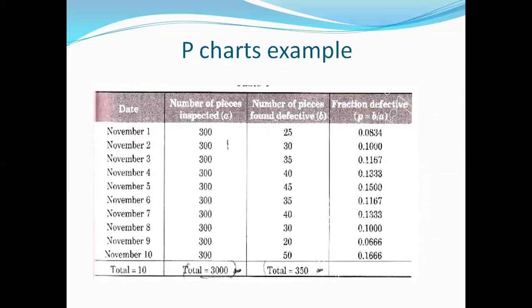So how do you calculate the fraction defective? Fraction defective is the number of pieces defective upon the number of pieces inspected on that day. The number of pieces defective is 25, and the number of pieces inspected is 300, so this value will be 25 upon 300. Similarly, the fraction defective of November 2nd is calculated the same way, and 35 upon 300 is the fraction defective of November 3rd.